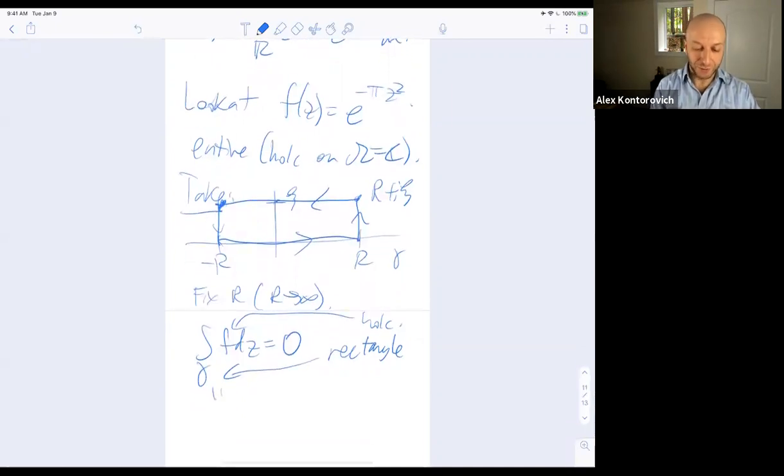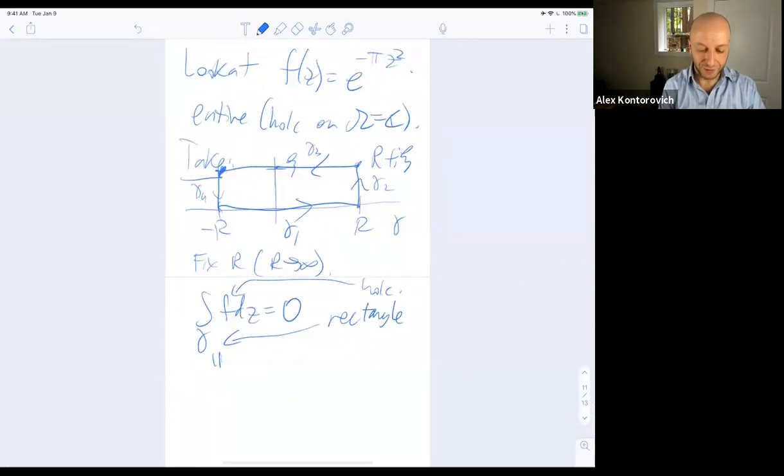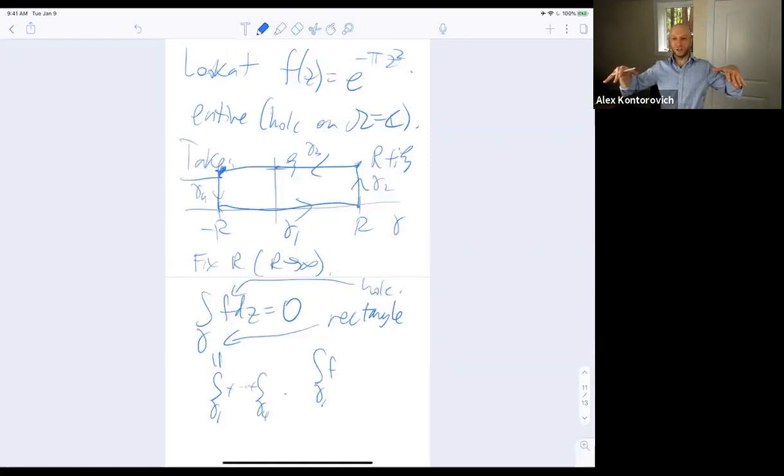But it's also equal to the sum over the components. So let's call this gamma 1. This is gamma 2. This is gamma 3. And this is gamma 4, right? It's piecewise rectilinear. So it's a sum. This is equal to the integral over gamma 1 plus gamma 2 plus gamma 3 plus gamma 4. Now what's happening to the integral over gamma 1 of f, from minus r to r, f of z dz?